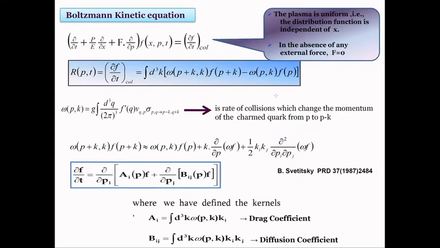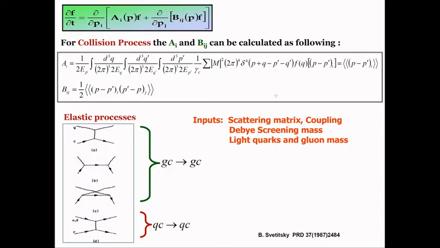To compute the heavy quark drag and diffusion coefficient in QGP, we are adopting the Fokker-Planck approach. This Fokker-Planck equation can be obtained from the Boltzmann equation under small momentum transfer by expanding the collisional terms in terms of the loss and gain. Here, Ai is our drag coefficient and Bij is our diffusion coefficient. We compute them considering the elastic interaction of the heavy quark with the bath consisting of light quarks and gluons.